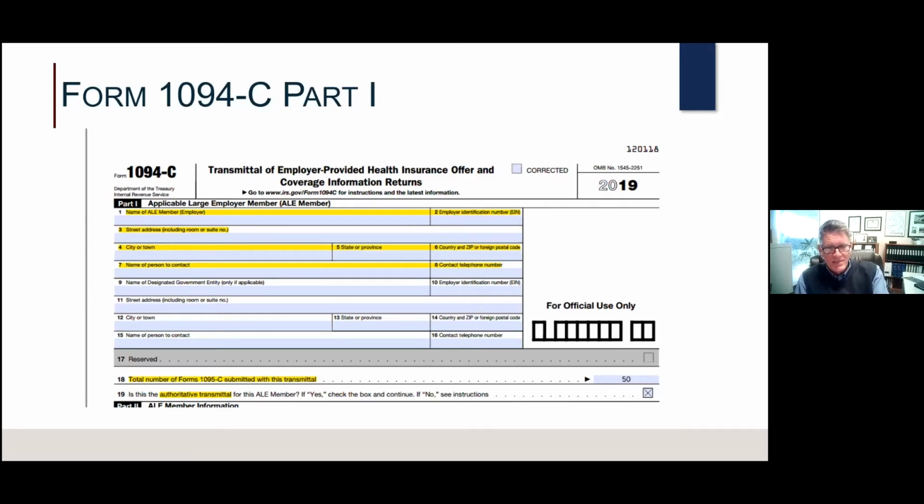Question 19, is this the authoritative transmittal? 99% of the time, this box should be checked. The answer to the question is yes. The reason why this is even a question is because you may have different subdivisions within your company, and for whatever reason, you may choose to file separate 1094s and 1095-Cs for each division, even though it's the same company. In that situation, one of those has to be the authoritative transmittal. That's what this question is asking you.